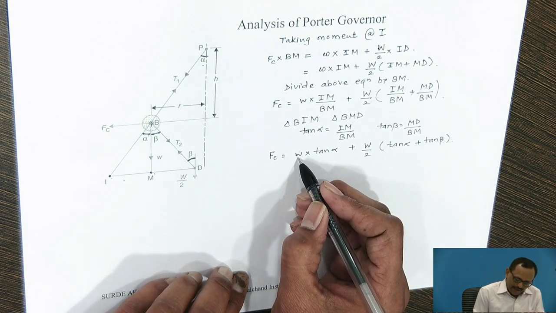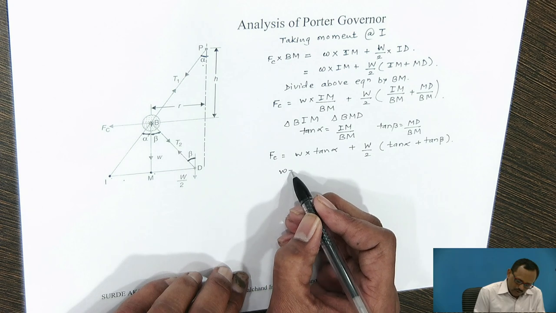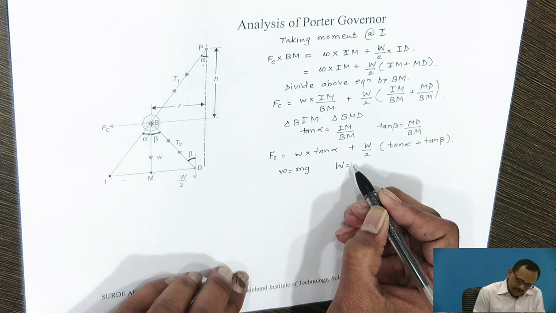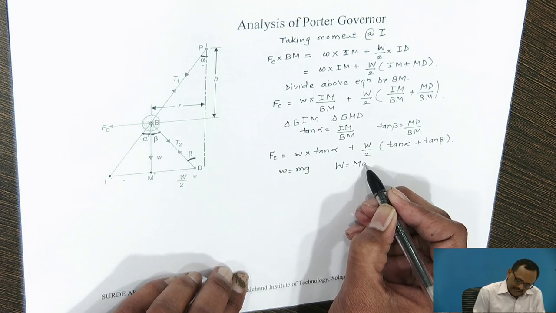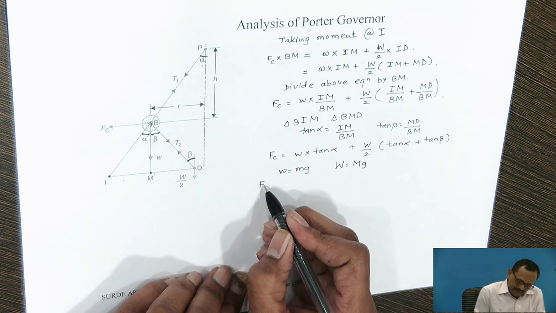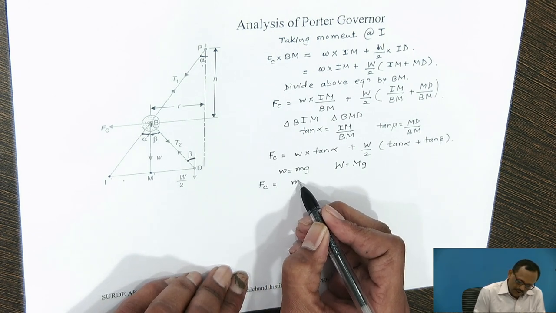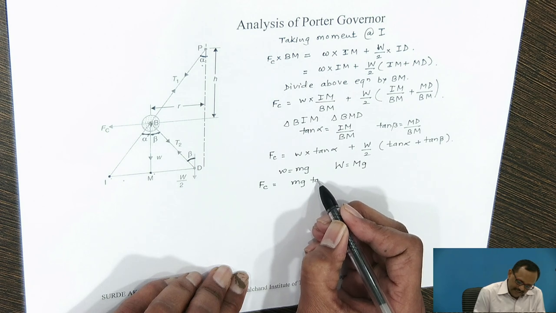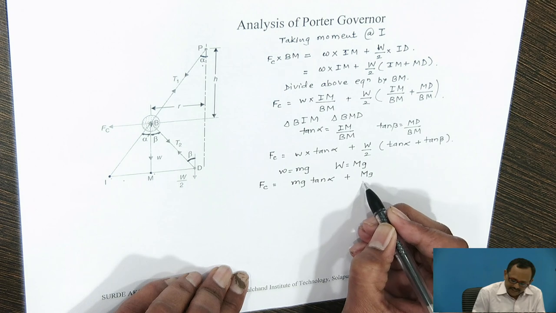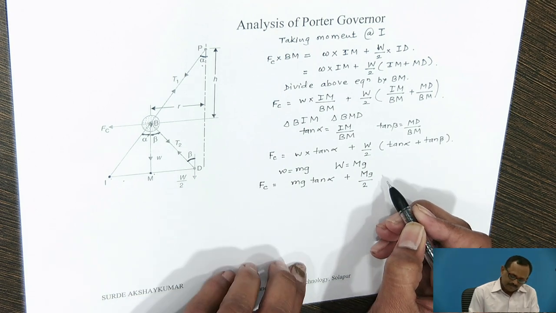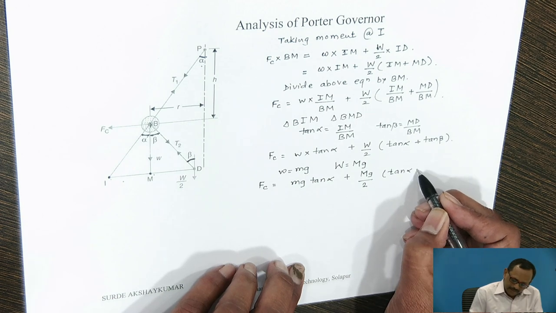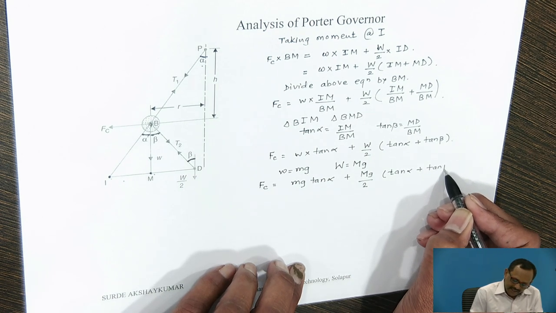Now weight of the ball W is equal to m into g, and central weight W is equal to capital M into g. So putting that in the above equation, Fc is equal to mg tan alpha plus Mg divided by 2 into tan alpha plus tan beta.